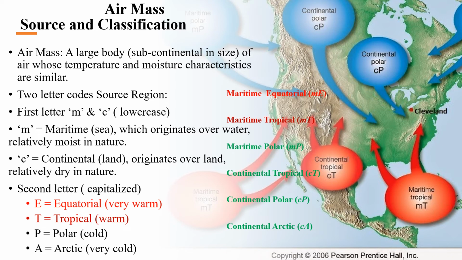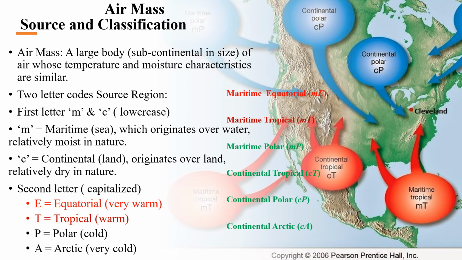E means equatorial. It is situated over the equator, which means a lot of incoming solar radiation, a hot situation, so very warm. T is tropical. Tropical is also hot, but relatively not as hot as equatorial. P is polar. Polar means cold, definitely, in the polar area at higher latitude. A is Arctic, very cold. Most of the time, the Arctic air mass is very cold and dry.